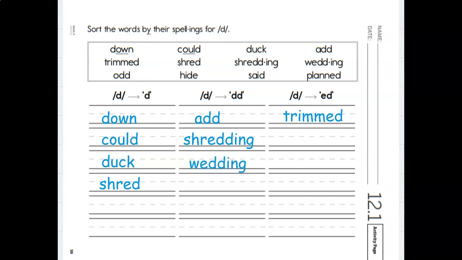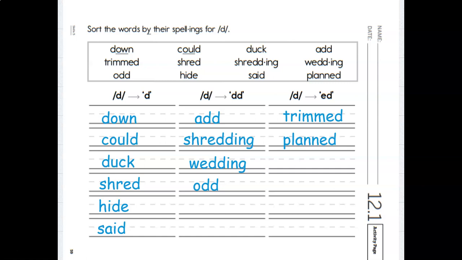Odd should have gone in the DD column. Hide should have gone in the D column. Said should have gone in the D column. Planned should have gone in the ED column.